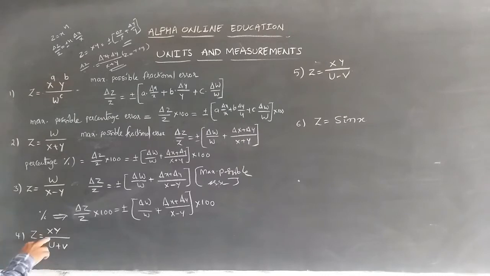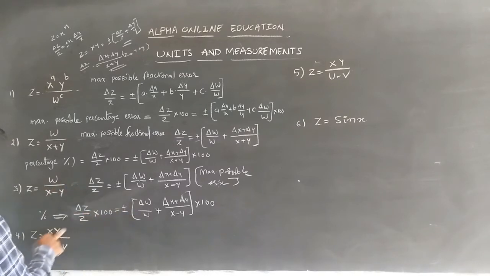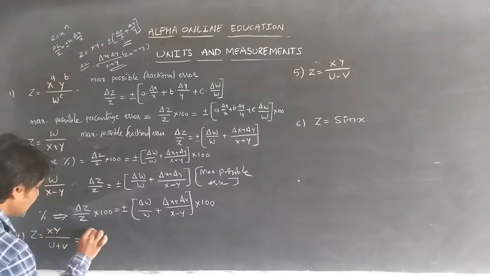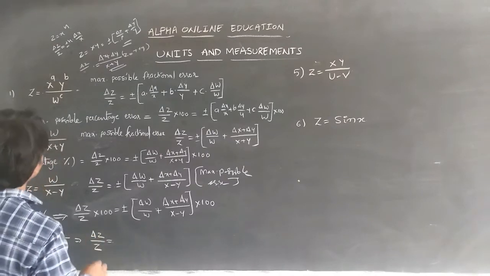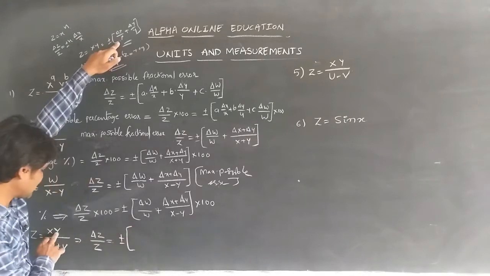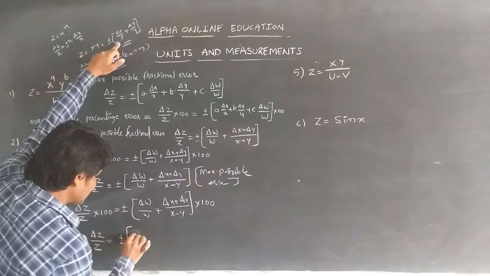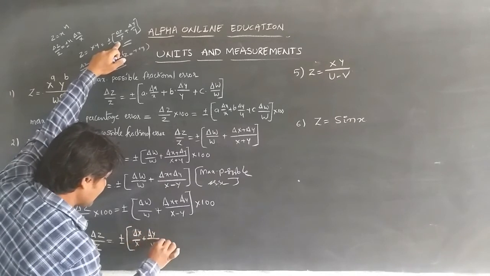The next one is the case where two quantities are in the product, that is xy by u plus v. Same as before, where we wrote for a single quantity, but here two quantities are in a product. So we write the maximum possible error delta z by z, which is equal to plus or minus of delta x by x plus delta y by y, as we know for a product.